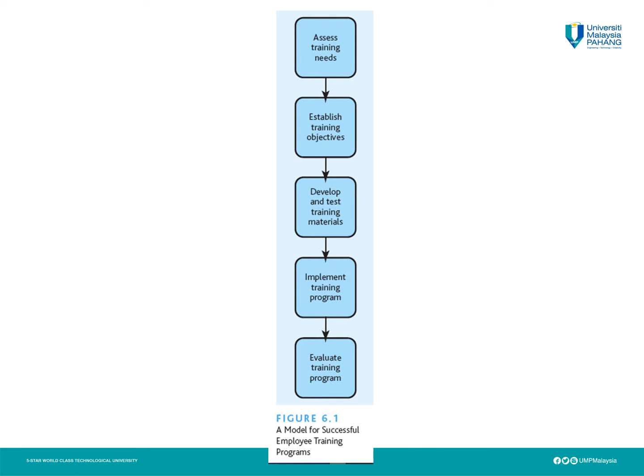As you can see in this figure, this is a model for successful employee training programs. The first step starts with assessing training needs, then establishing the training objectives, developing and testing training materials, implementing the training program, and last is evaluating the training program.